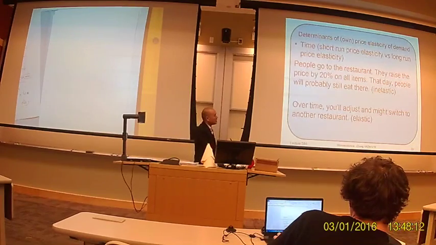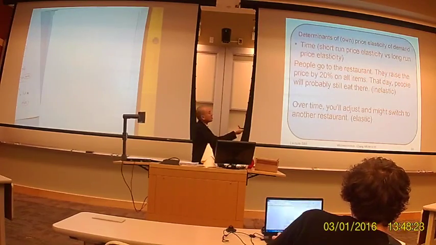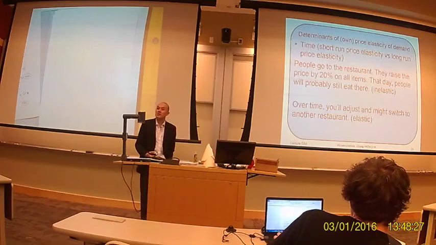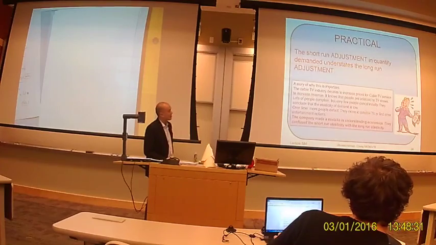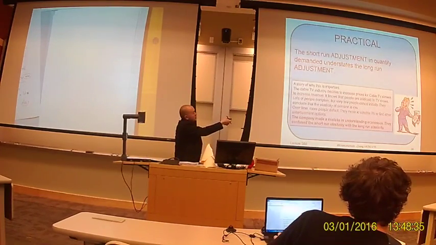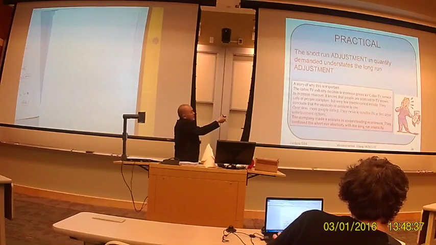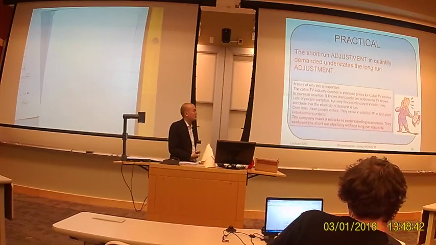Okay? But over time, you, I mean the customers, adjust and might switch to another restaurant. If it's a permanent change, then people will adjust over time. And so the long run price elasticity is going to be higher than the short run price elasticity. In a practical sense, here's a takeaway to write down: the short run adjustment in quantity demanded understates the long run adjustment, or is always lower than the long run adjustment.